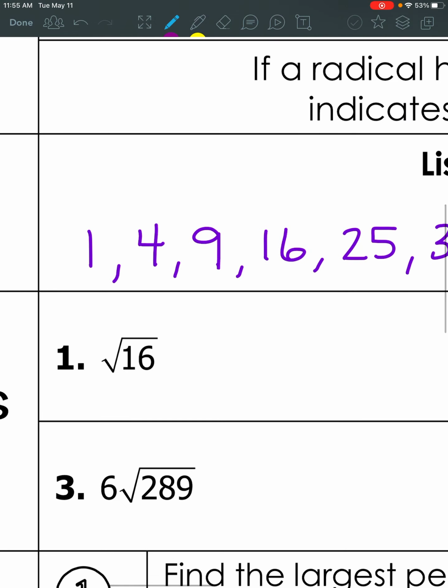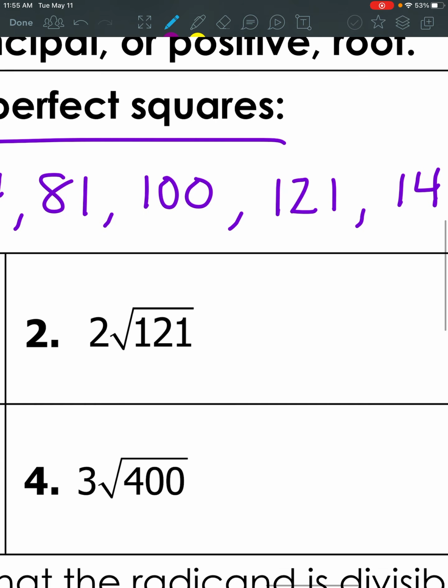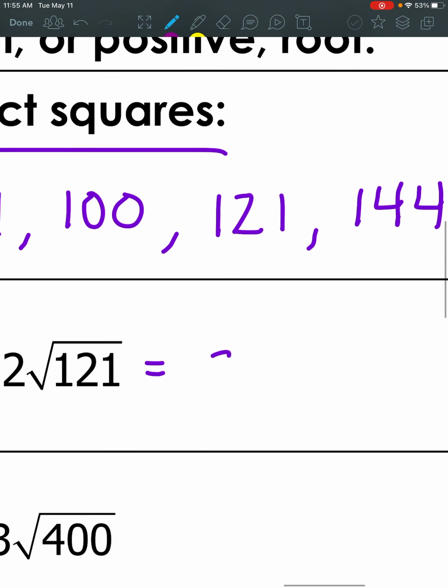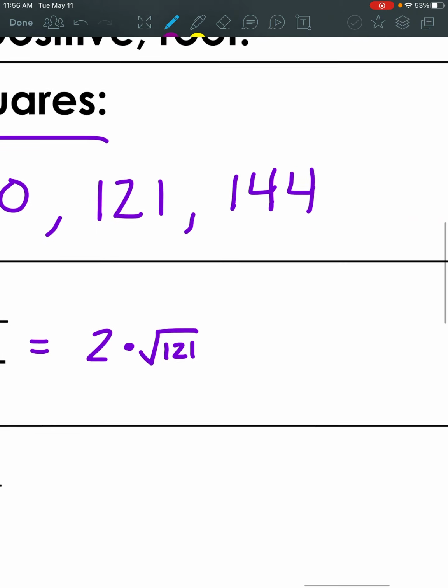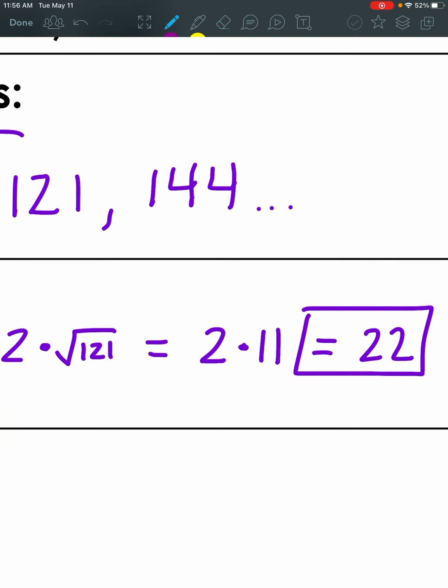So square root of 16, what number times itself equals 16? So 4. Jumping over then, if there is a number in front, what this means is when they're right next to each other, multiplication. 2 times the square root of 121. So the square root of 121 is 11. So 2 times 11, so our solution is 22 for this.